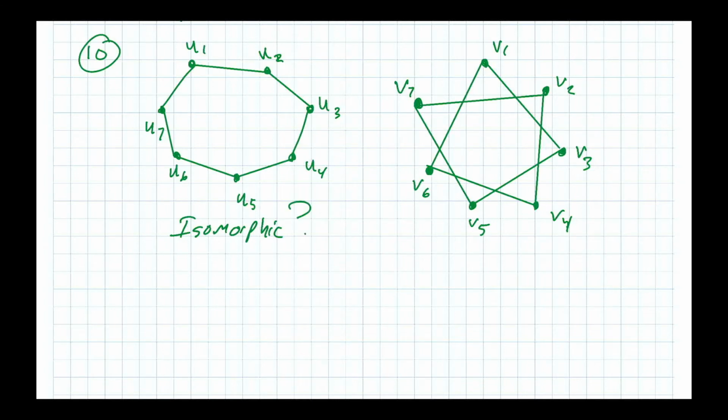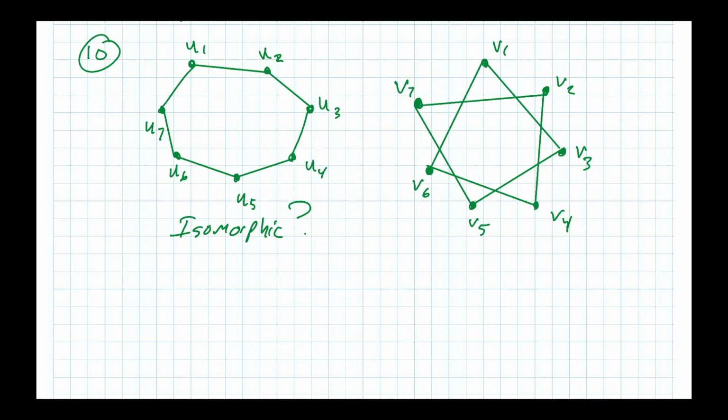And I think this one's easier to see because this over here is obviously just a cycle that goes U1, U2, U3, U4, U5, U6, U7. And if you trace this around, it does the same thing. It just goes V1, V3, V5, V7, V2, V4, V6, back to V1, right? But it's just a big cycle. It starts at V1 and goes all the way around this graph and comes back to V1, just like this does, just drawn a little bit different.